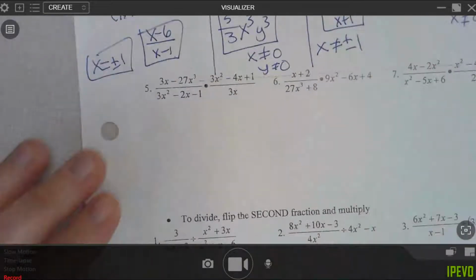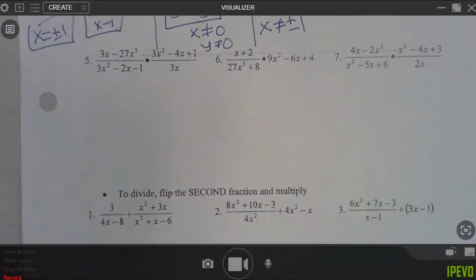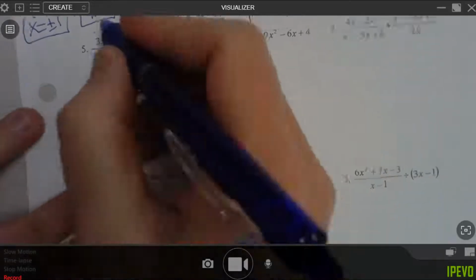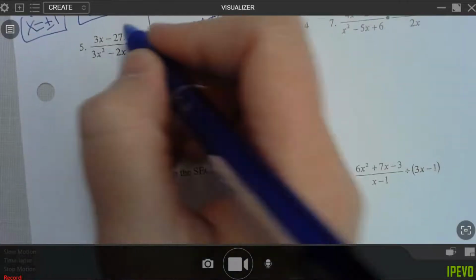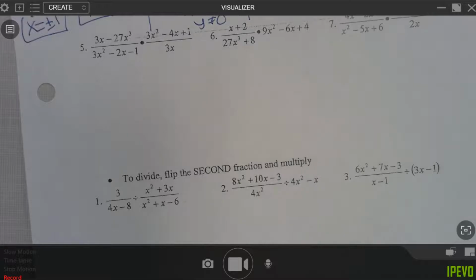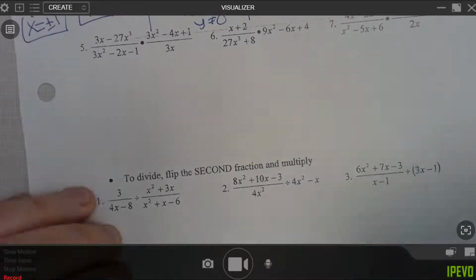So when we have harder problems like number 5, all we're going to do is factor even more, and then we'll start canceling out. So I'm going to grab another sheet of paper real quick to factor these off to the side so I don't take up all my room.